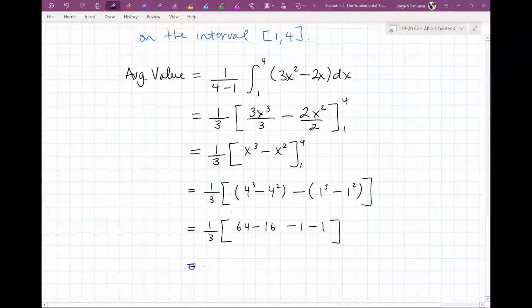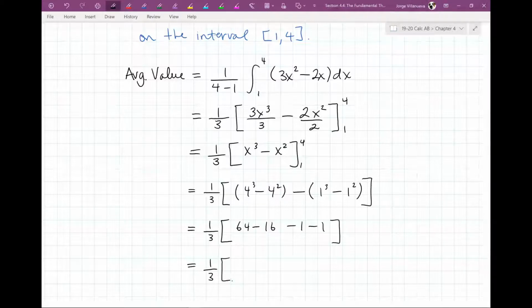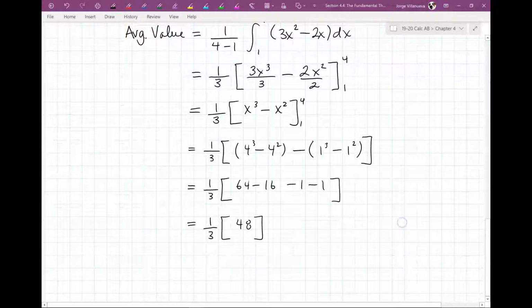So that's 1/3. Well, 64 minus 16 minus 1 minus 1, that's basically 64 minus 18, right? So we end up with 48. So this becomes 48 divided by 3, which is possible. You can divide 48 by 3. That gives you 16. So that's my average value.